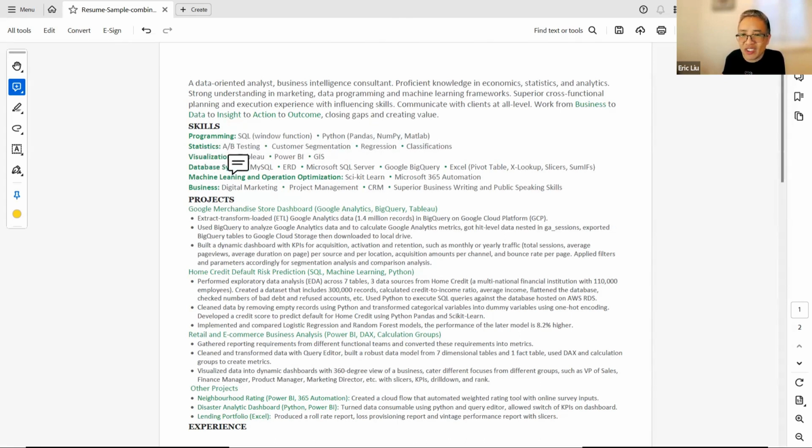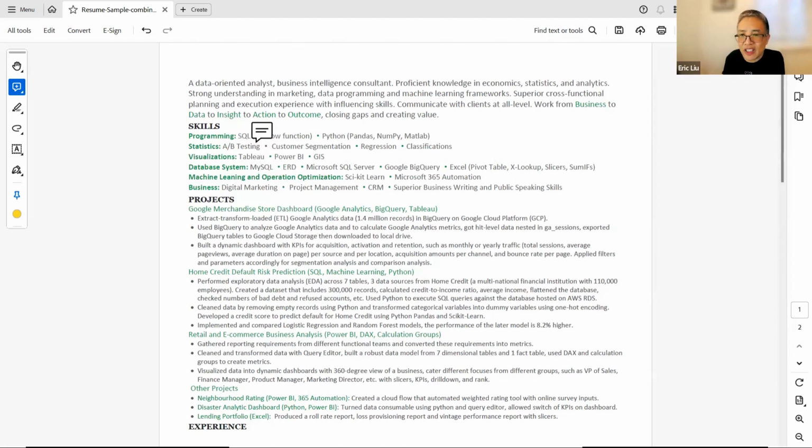Then she mentioned statistics. Once again, she tried to be specific. She mentioned A/B testing, customer segmentation, regression, classification. And then visualization, where she mentions 3 tools: Tableau, Power BI, and GIS, another tool she used in school. Then database systems are also very important. You see SQL in both places because SQL is the name of a database and also a programming language to communicate with that database, right?